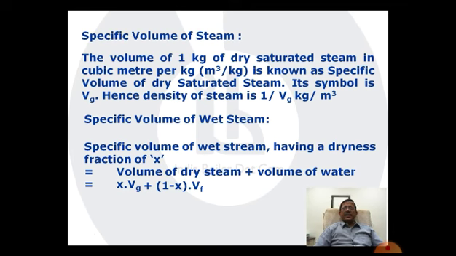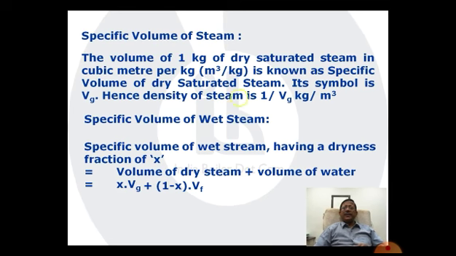But what if it is a wet steam? Wet steam means, let us say x is the dryness fraction. That means x kg has become steam. Therefore, the volume of x kg will be x into Vg. But the remaining 1 minus x kg is still not steam, it's still water. So the volume of 1 minus x kg would be Vf instead of Vg.